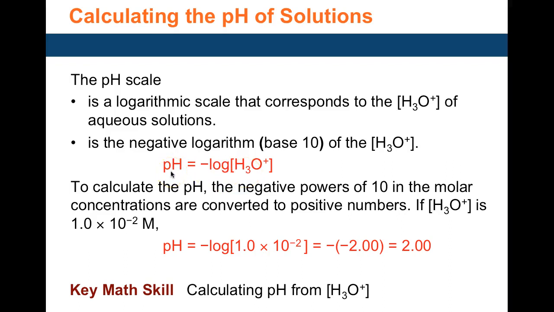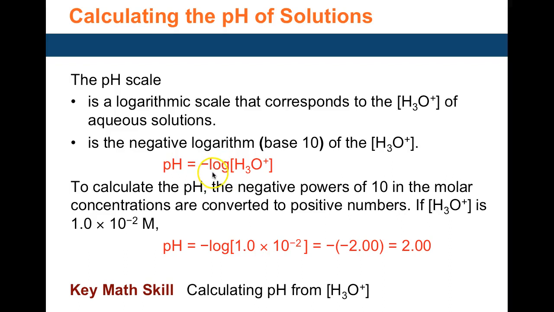So you can have pKw, which would be the negative log of Kw, or you can have pOH, which would then be the negative log of OH-. So that p means negative log.